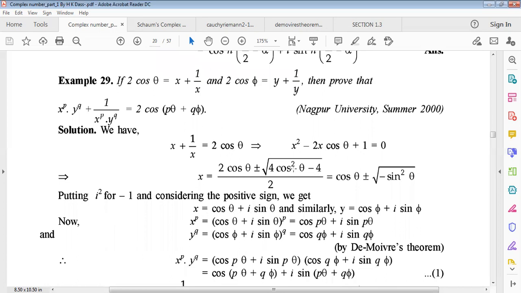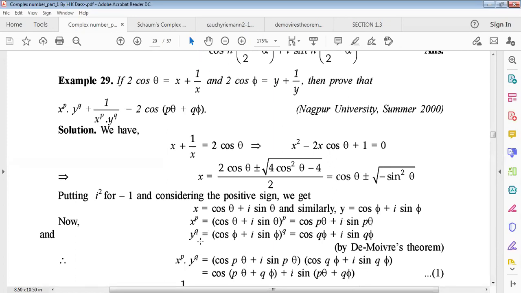Similarly, y from the second condition equals cos phi plus i sin phi. Proceeding in this way, y equals cos phi plus i sin phi. So for x to the power p, raising the power p on both sides of x equals cos theta plus i sin theta, x to the power p equals cos theta plus i sin theta whole to the power p. Now by using de Moivre's theorem, cos p theta plus i sin p theta, multiplying the power with the angle.